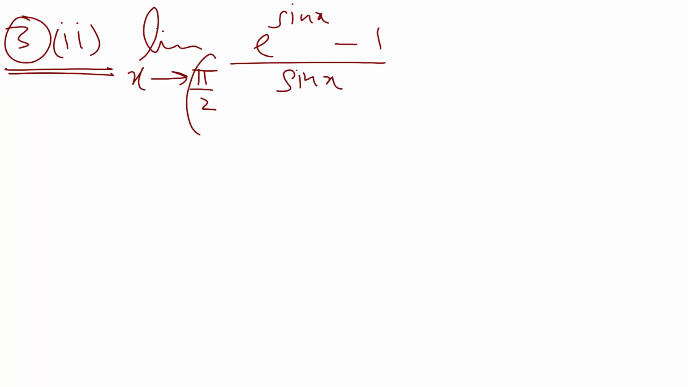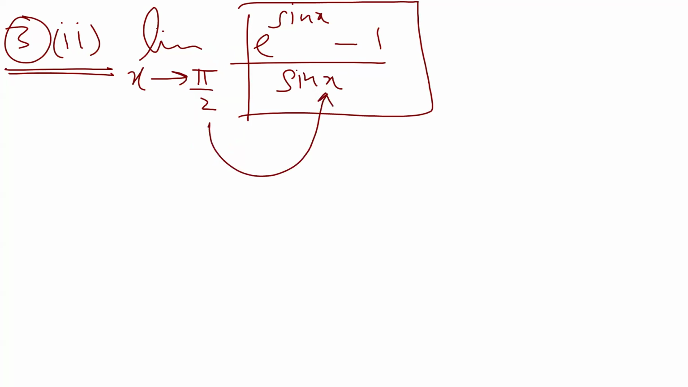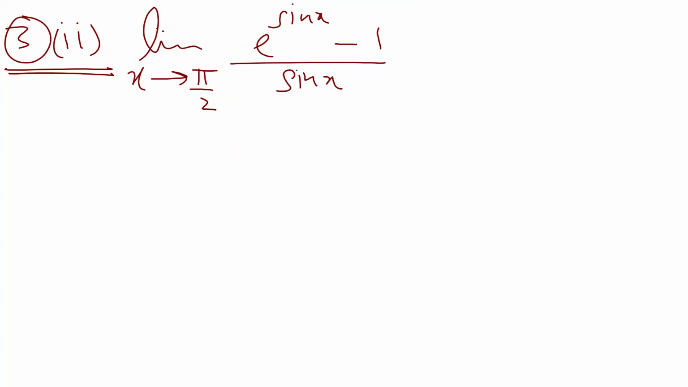Now this time x is not approaching 0. At the same time, no manipulation or simplification can be done over here. And pi by 2 is 90. Sin 90 is what? 0. So we have no other option but to change the limits.